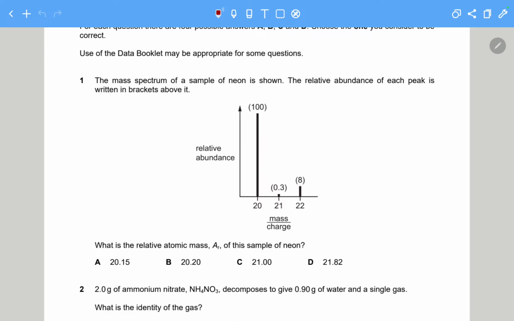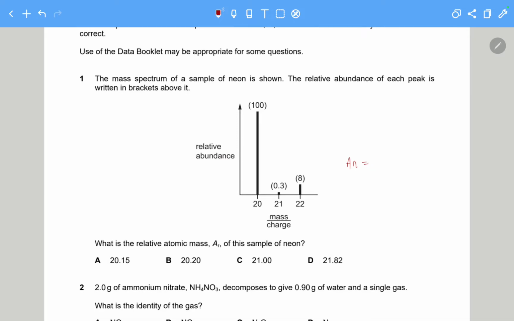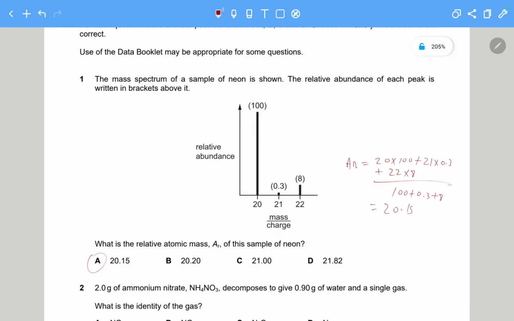So to calculate the AR, there's a simple formula, which is we multiply the mass of each isotope with the abundance and divide by the total abundance. So 20 times 100 plus 21 times 0.3 plus 22 times 8 divided by 100 plus 0.3 plus 8. And that gives you 20.15, which is option A.